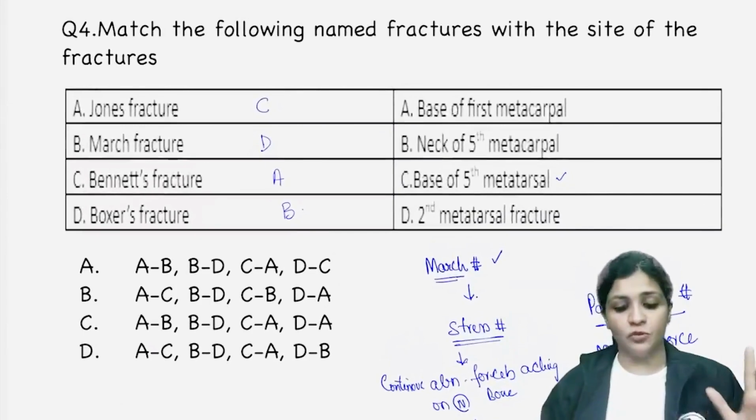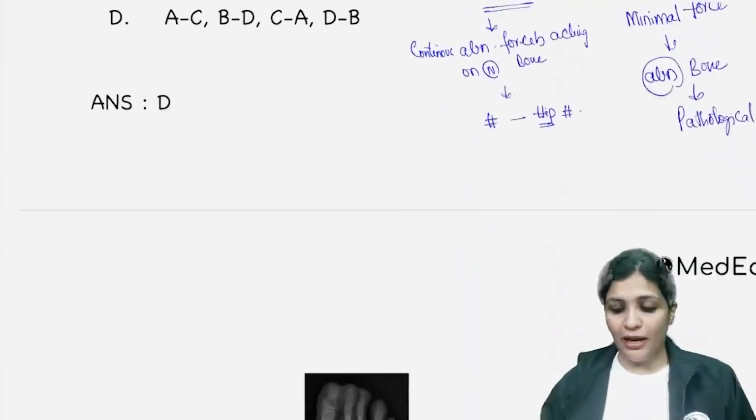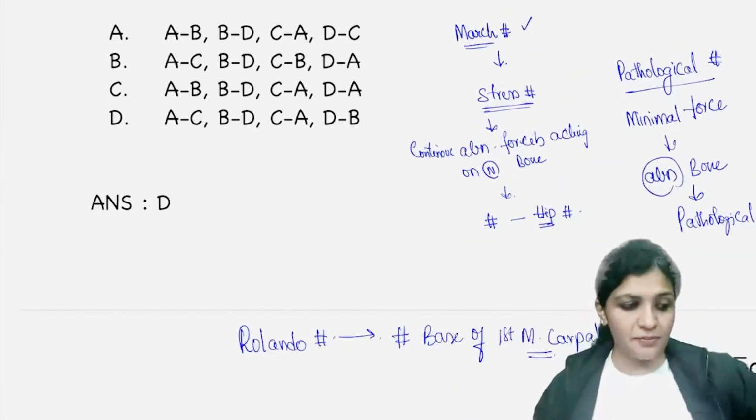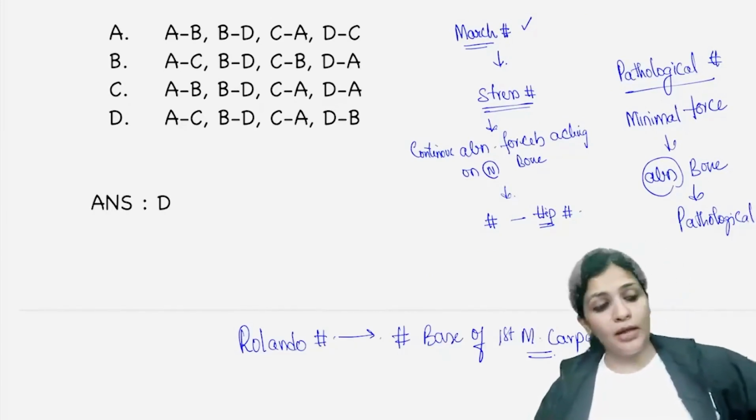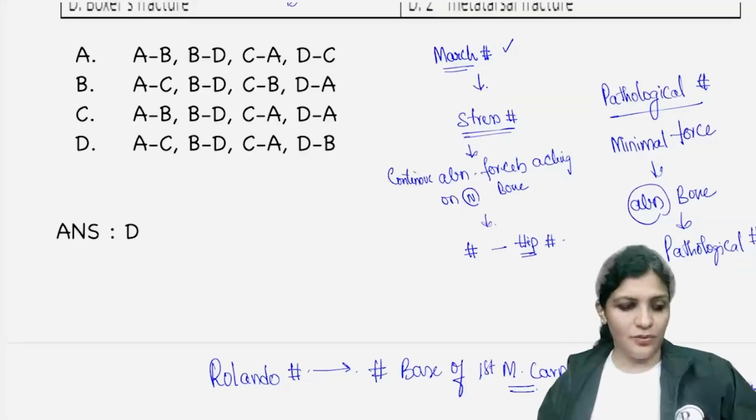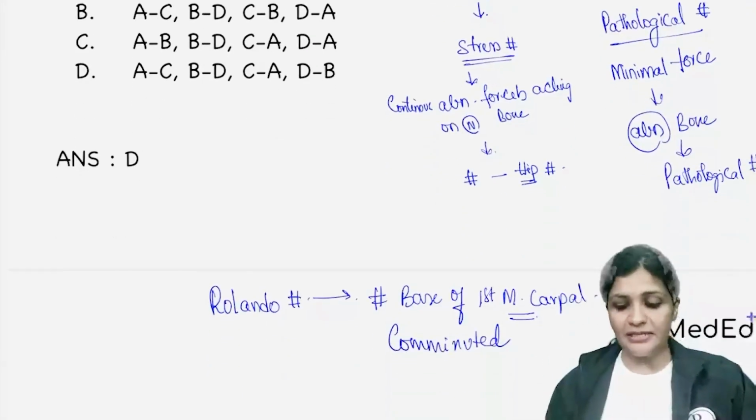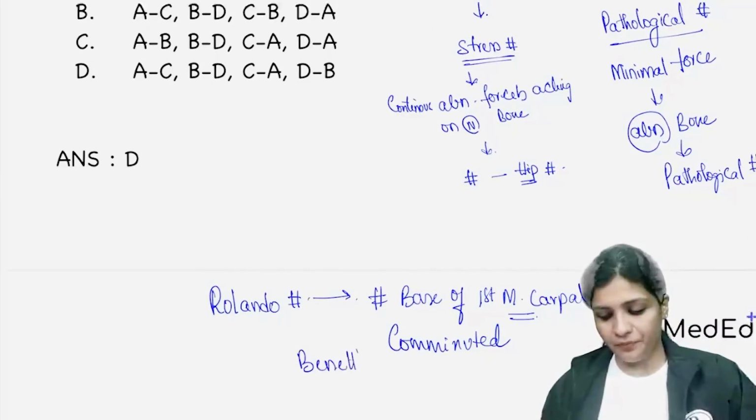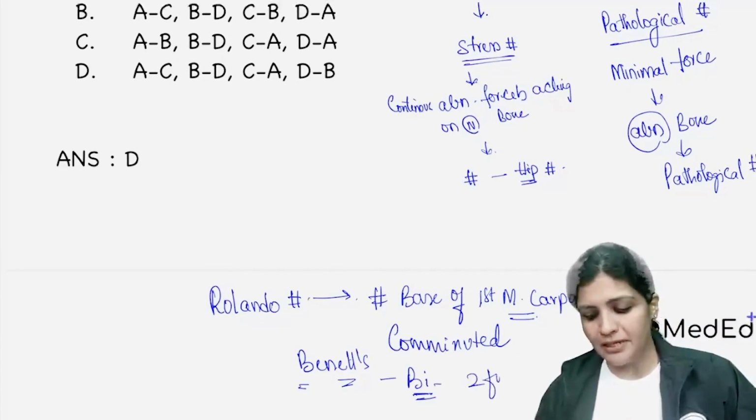So these are certain eponyms: the Jones fracture, March fracture, Bennett's fracture, and the Boxer's fracture. What is the Rolando fracture? Yeah, it is a base of first metacarpal. Yes, Bennett's and Rolando both are intra-articular fractures. Both are base of first metacarpal. But how do you differentiate between Bennett's and Rolando? Yes, very good. Whenever it is a comminuted fracture, it is a Rolando fracture. When it is only two fracture fragments, then it is a Bennett's fracture. Bennett's is bi. Remember, B for bi. That means two fragments are present, right?